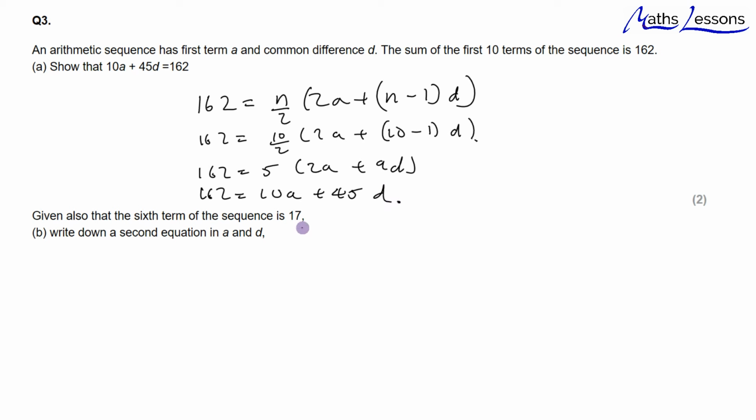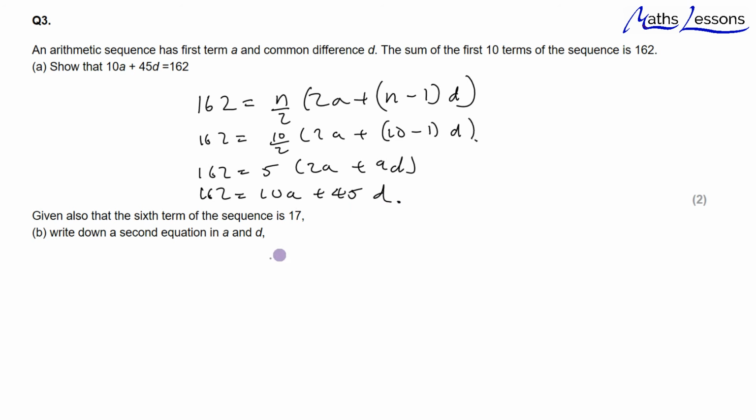Given the sixth term of the sequence is 17, write down the second equation. Now sometimes I'll give you these questions where they don't separate it out. They'll just tell you that bit of information, and then say find a and d. They've been quite kind here and have broken it down into 2 questions. So remember, next time, if you don't get all the information, just write out what you know and then create 2 equations to be solved.